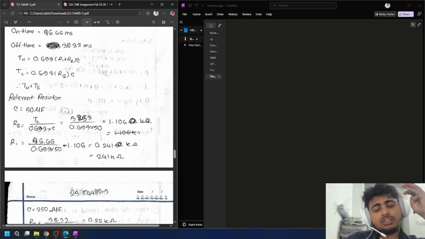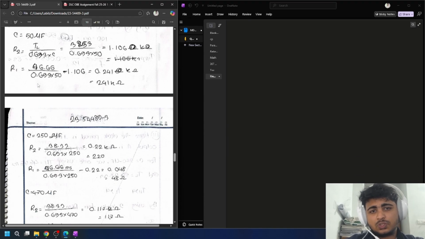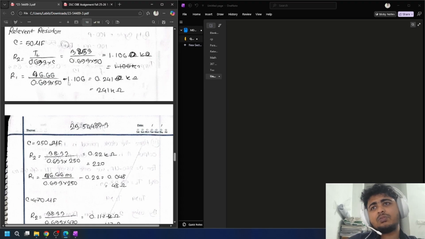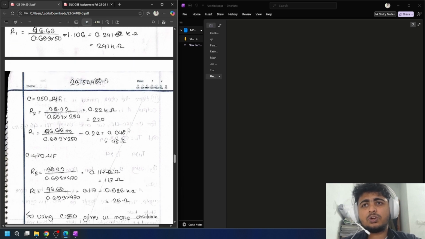Where the capacitor value, we actually selected three capacitor values: 50, 250, and 470. These are the three types of capacitor, and then we calculated the R2 and R1 through it, which gave us the values.